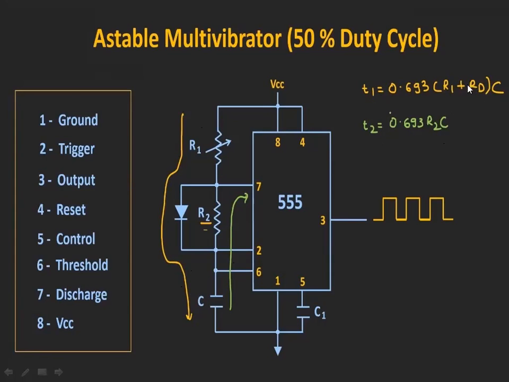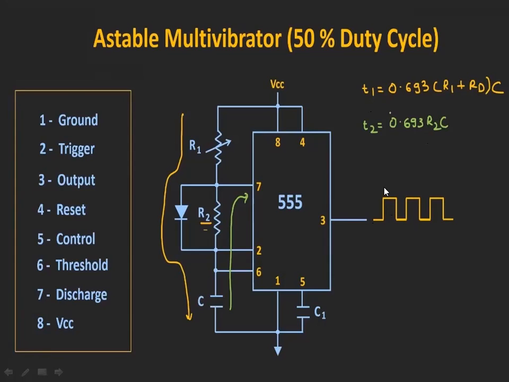So if RD is equal to 0, then T1 is 0.693 R1 into C and T2 is 0.693 R2 into C. If R1 is equal to R2, then T1 is equal to T2, which produces a 50% duty cycle, which is going to produce a symmetrical square wave, in which the positive time period, that is the on time period, is equal to the off time period.